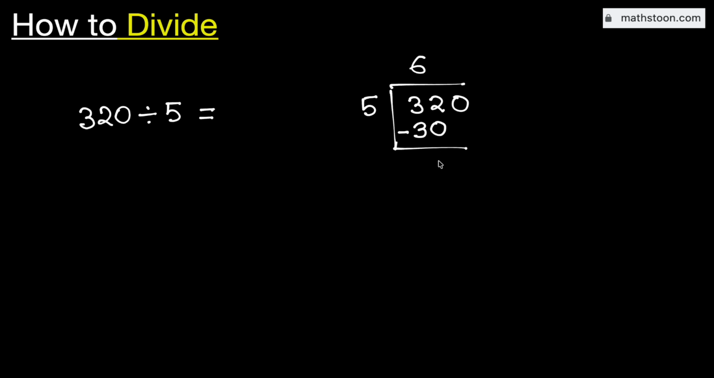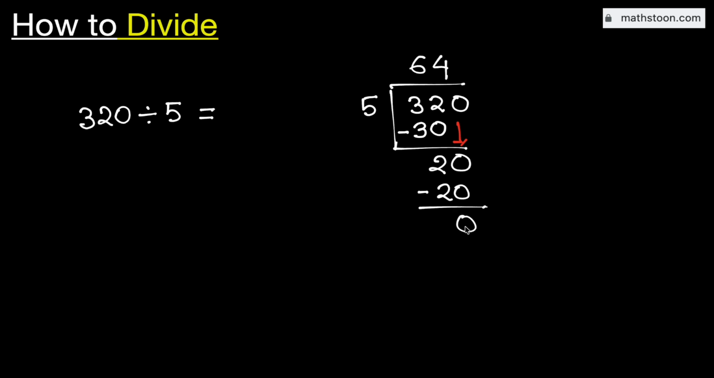Subtract, we get 2. Now this 2 is less than 5. That is why we will bring down this number 0 here. Now 5 times 4 is 20. Subtract, we get 0.